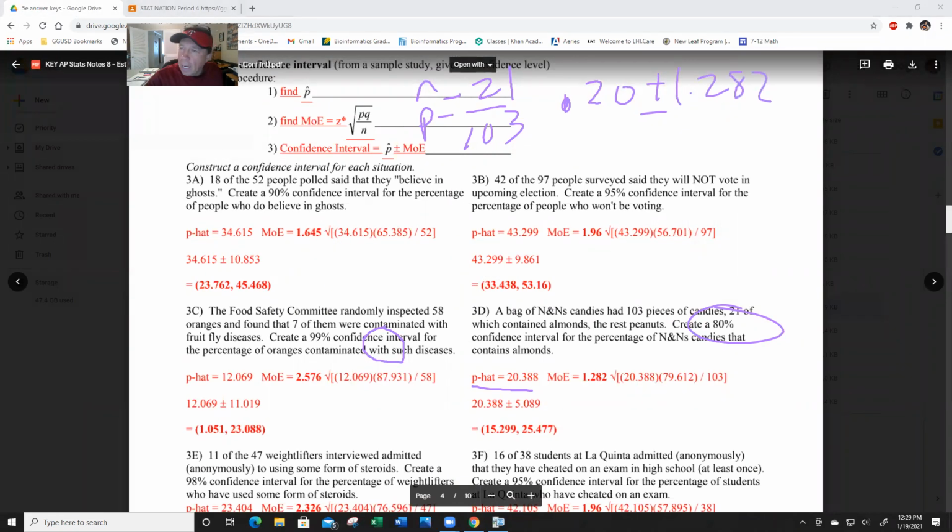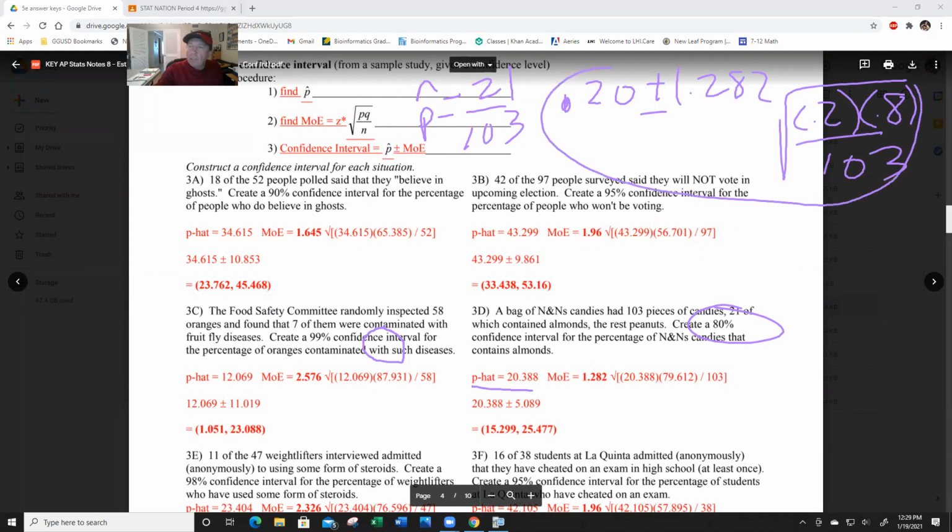1.282 times the square root of 20% P, 1 minus P, or P hat, 1 minus P hat, over N, which is 103. All right, so get this written down right here, but don't do the calculations yourself. Let the calculator do that. You must put this to get credit. You got to show the setup, and then you can crunch the numbers via software.